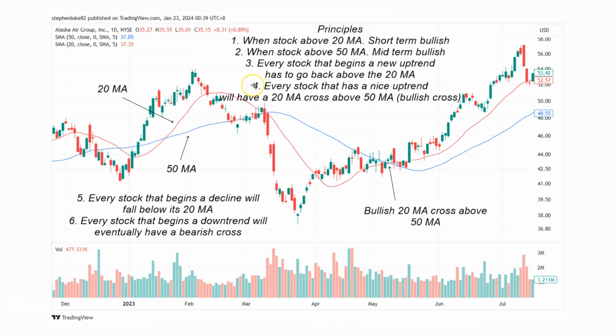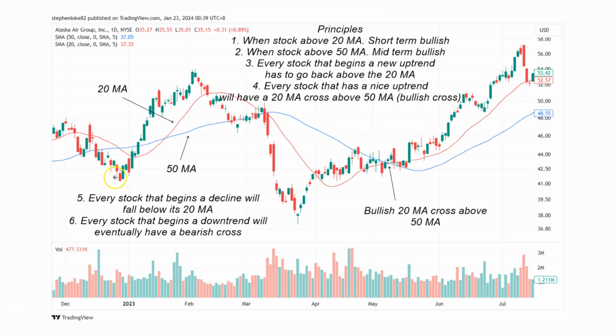Now, which brings us to the fourth principle: every stock that has a nice uptrend will have a 20 MA cross above the 50 MA. For the purpose of this lesson, I just call it a bullish cross. So we have a nice uptrend here, and what happened is the 20 MA was trading below the 50 MA, and then at this point the 20 MA went back above the 50 MA. The faster MA goes back above the slower MA, and we call it a bullish cross. And every nice uptrend always will have a bullish cross before the stock has a nice uptrend.